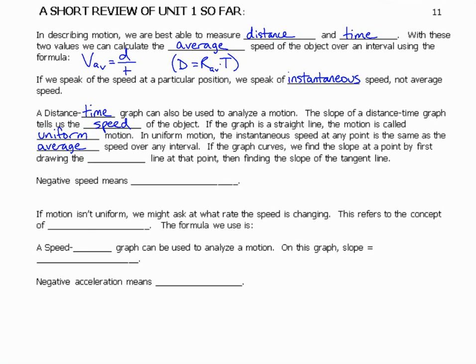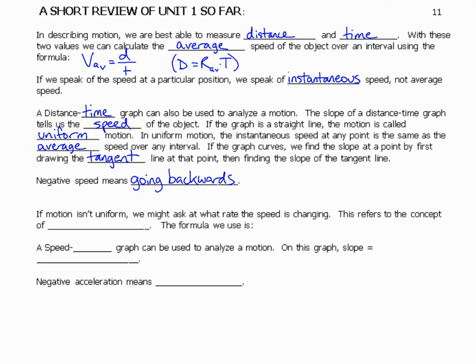If the graph curves, we find the slope at a point by first drawing the tangent line to that point with a ruler, then finding the slope of the tangent line. All of this is for a distance time graph. Remember that a negative speed means going backwards.